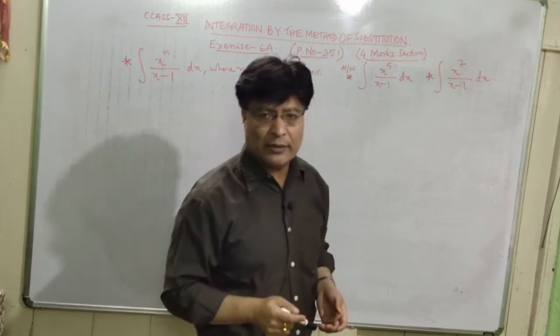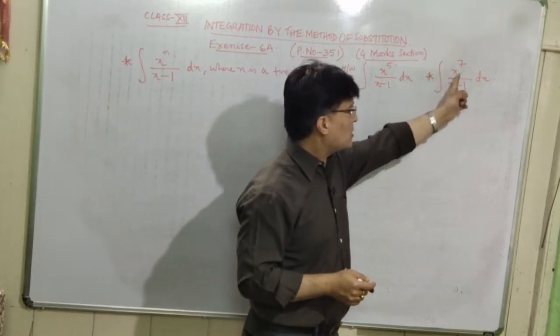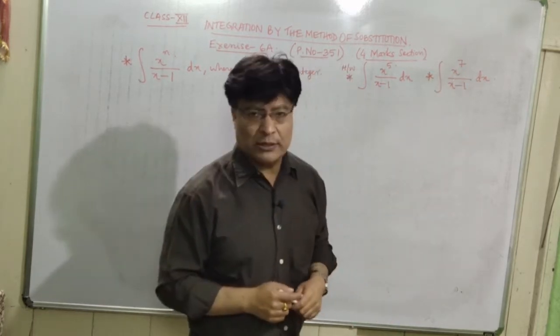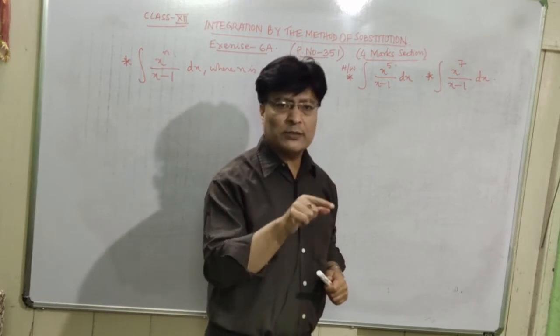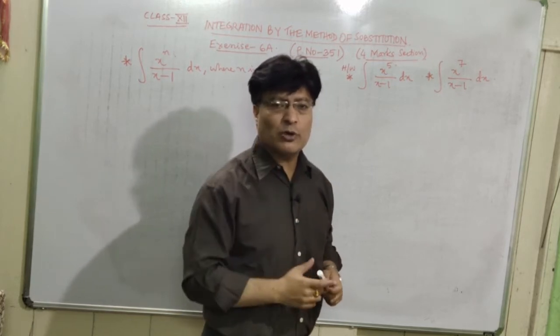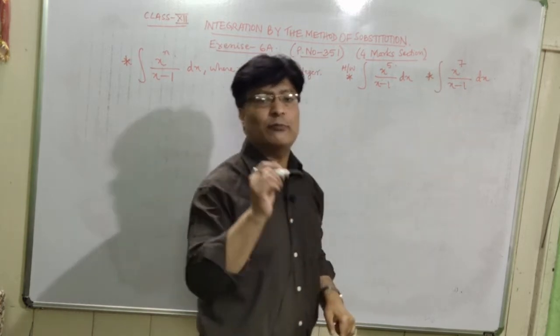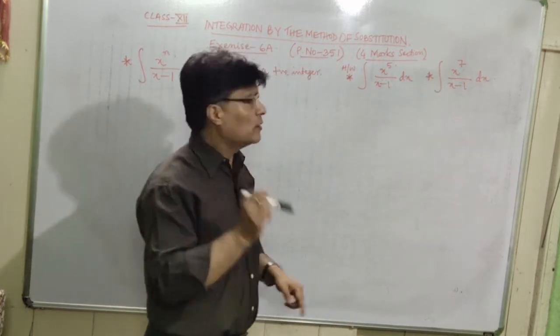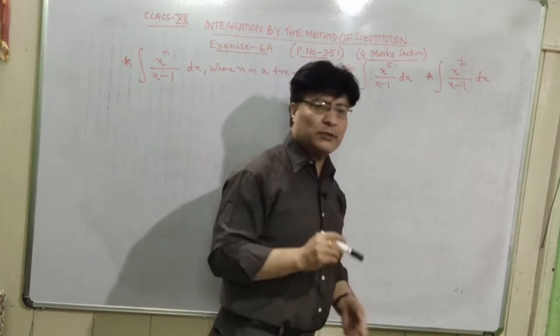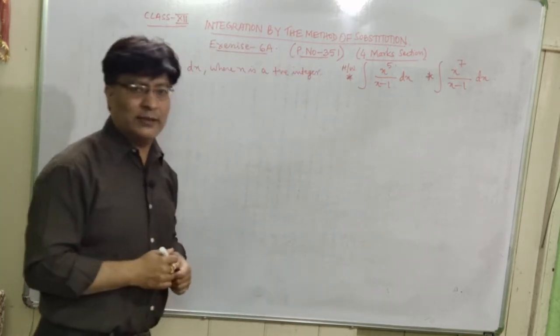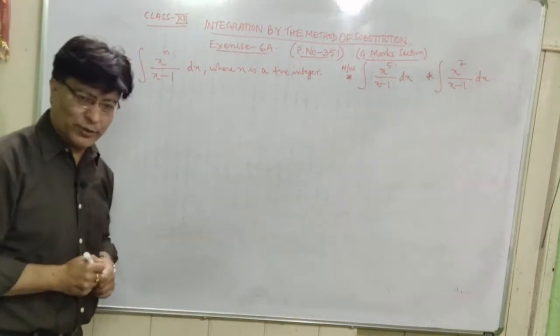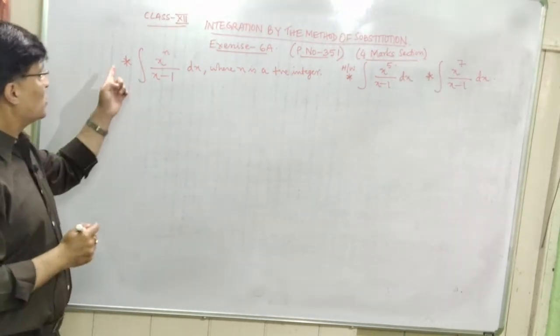What will be the quotient here? If you divide x to the power 7 by x minus 1, what will be the quotient? 1 plus x square plus dot dot dot, it goes up to x to the power 6, then plus remainder upon divisor, that will be 1 upon x minus 1. So similarly, you can do these two problems as we have done in the previous one. Okay, that is in question number 23. So now let's do this question.